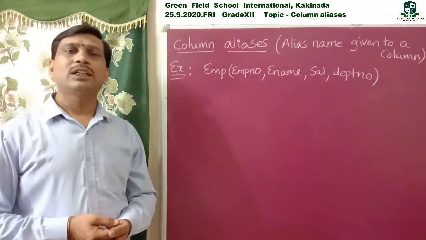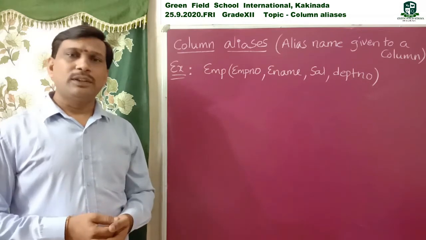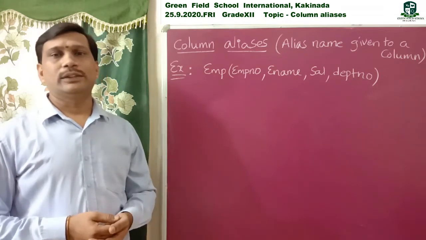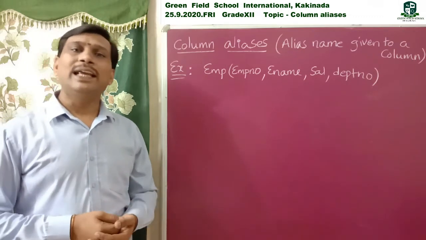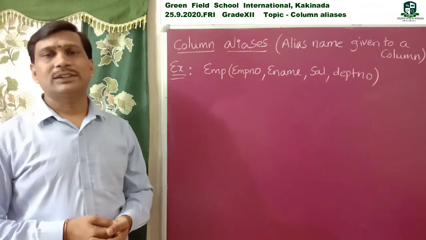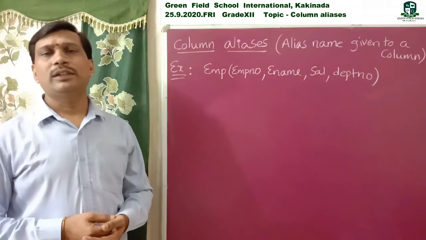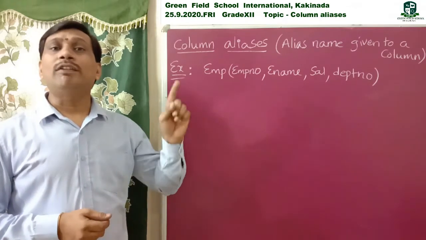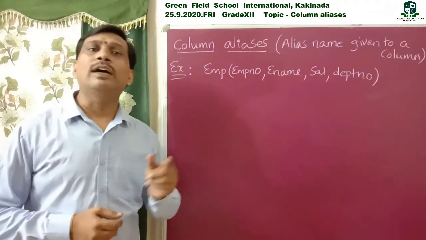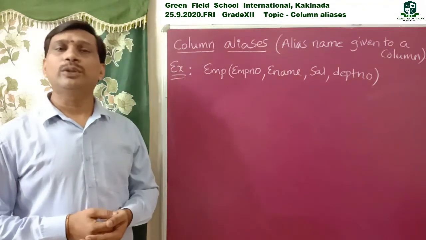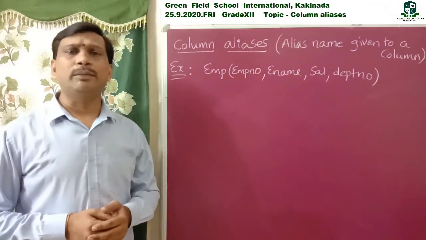Last class we discussed the dual table concept in SQL. By using the dual table we do calculations. Dual table is a rough table or dummy table that consists of only one column and one row. We use it only for one row and one column. That is a default table. We do not create that table.